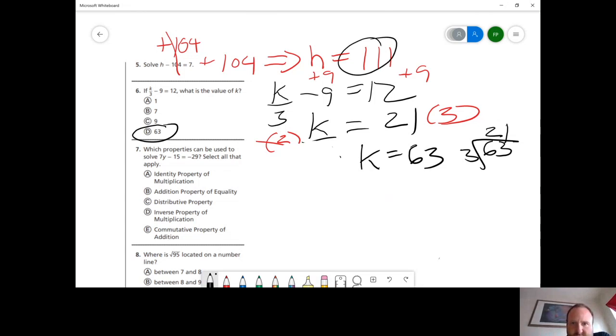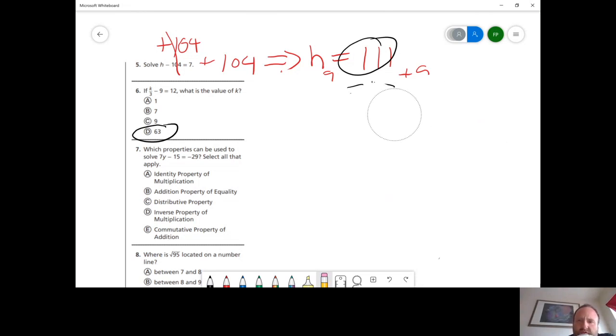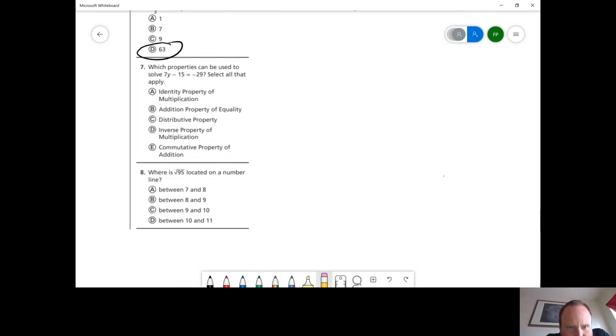Looks like the answer to number 5 was 111. And then this problem, number 7, has all these funny rules. It says, which property can be used to solve 7y minus 15 equals negative 29? Select all that apply. So first, let's just solve the problem.